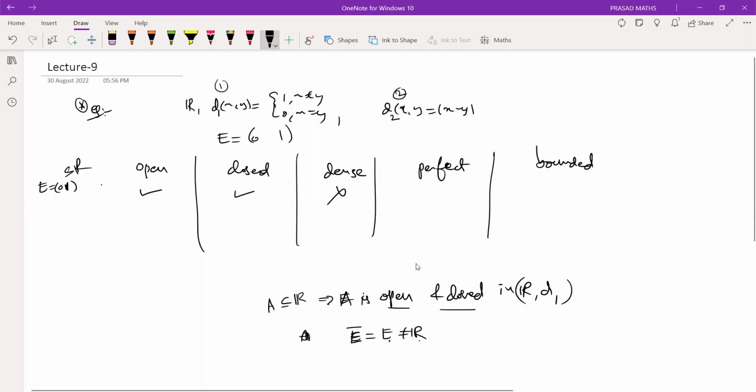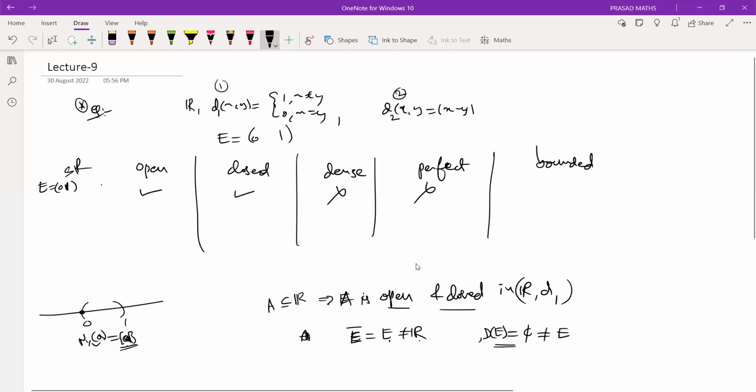Carry on. Is it perfect in discrete? What are the limit points of E? In discrete, the limit points are empty, because you take any point, I can choose a neighborhood as a singleton. That singleton does not contain any point other than itself. Therefore, any neighborhood contains no other point, so it has no limit points. So what are my limit points in discrete? The empty set. Is it equal to E? No. Therefore, it cannot be perfect.